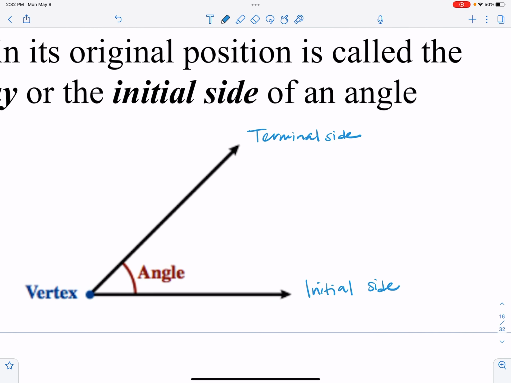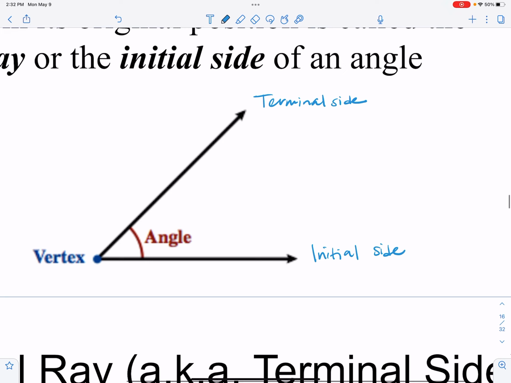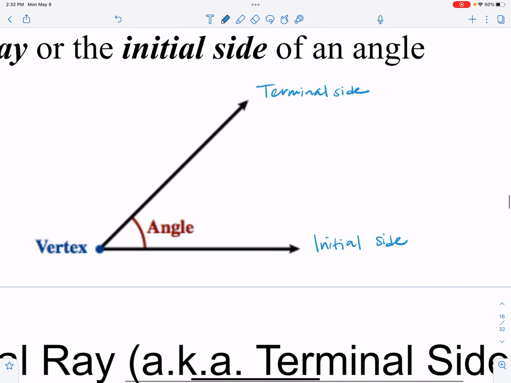Now, in the xy plane, we think of an angle as being in standard position if the initial side of the angle is on the positive x-axis, and then the terminal side of the angle is somewhere else in the xy plane. Or it can also be on the positive x-axis. That would just end up being an angle of 0 or 2 pi.